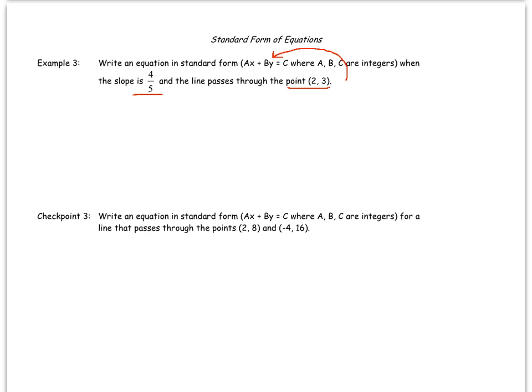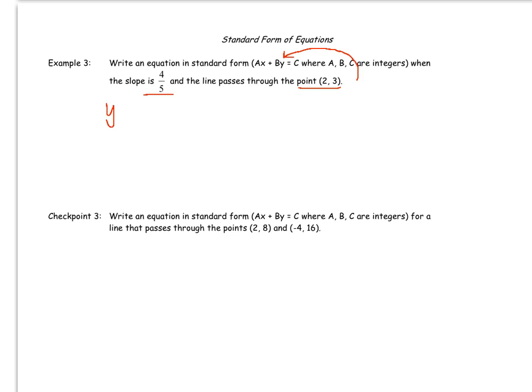What I'm going to do is start like I normally would in slope-intercept form. I'm actually going to run through it in point-slope, but similar idea. Here's what happens. Okay, so I'm going to start: y minus my y value of 3 equals my slope of 4/5 times x minus 2. Now this one's going to have some fractions in it, but we're going to end up taking it to standard form, which is fine.